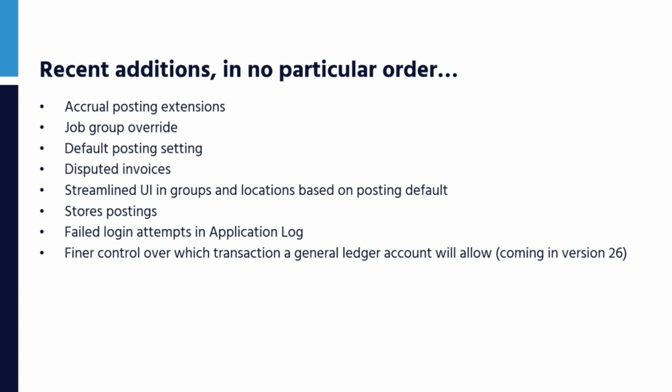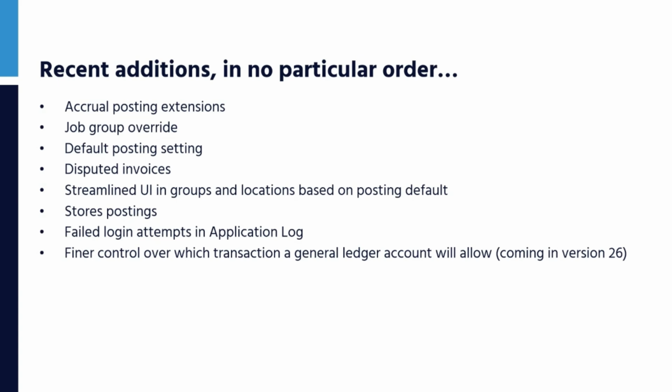The accrual posting extensions, which is going to be the big end finale to this session today. There's the job group override, which is a subset of or an extension to those accrual postings. The default posting settings, we had a brief look at that previously. Disputed invoices we've talked about on the customer side of things that's been added. We have streamlined the UI for groups and locations based on that posting default. In 25.10, very new, we've added the notion of stores posting, so we'll talk about that a little bit later as well.